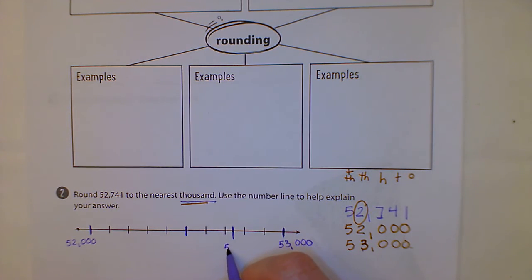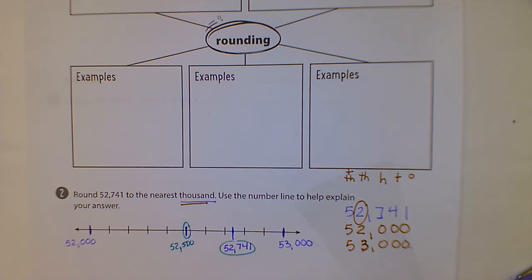So this is 52,741. And now again, I did mark this midpoint right here. This is one of our benchmarks. That's what we can compare it to, because that's the 52,500. I'm going to write it in. Can't help myself, my friends. So this is the number we're interested in.